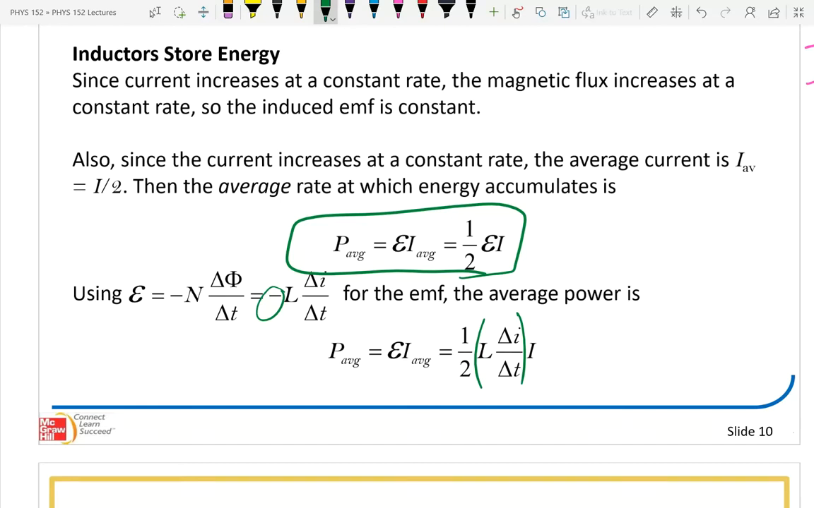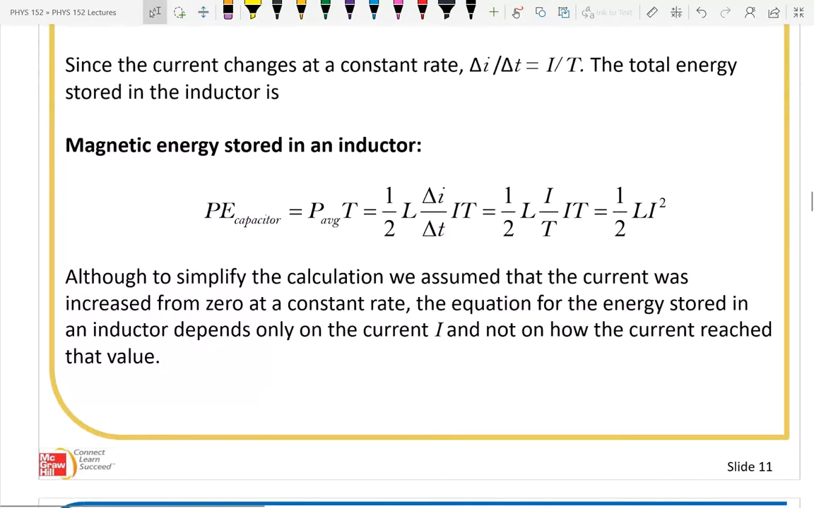I have to multiply by time. So I take that average power, if I multiply it by delta T, I'll get how much energy was put into the inductor. So the potential energy, how much energy was added to the inductor, is power averaged multiplied by change in time, which is going to be, get to the end, 1/2 Li squared when you put all of your values in. So the energy stored in an inductor is 1/2 Li squared.